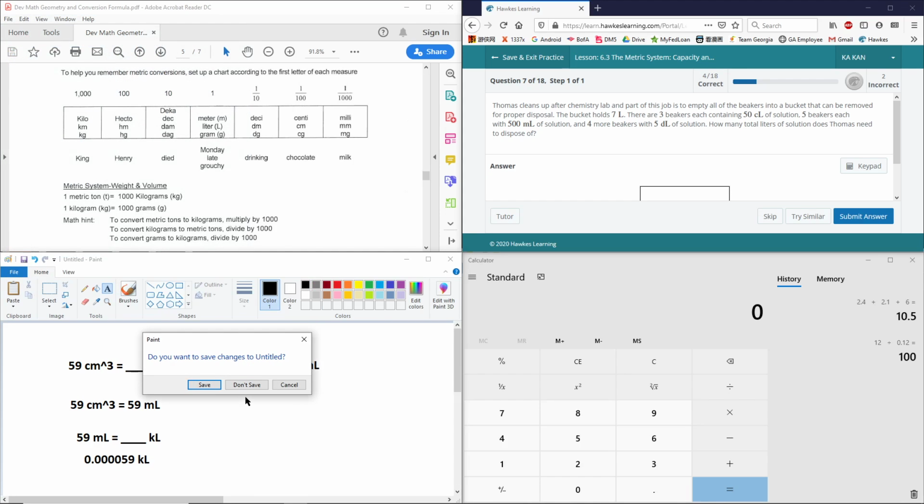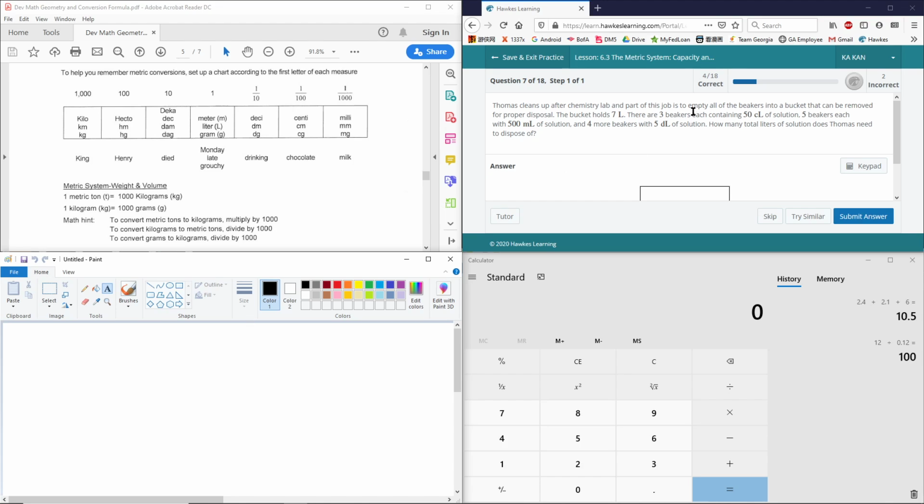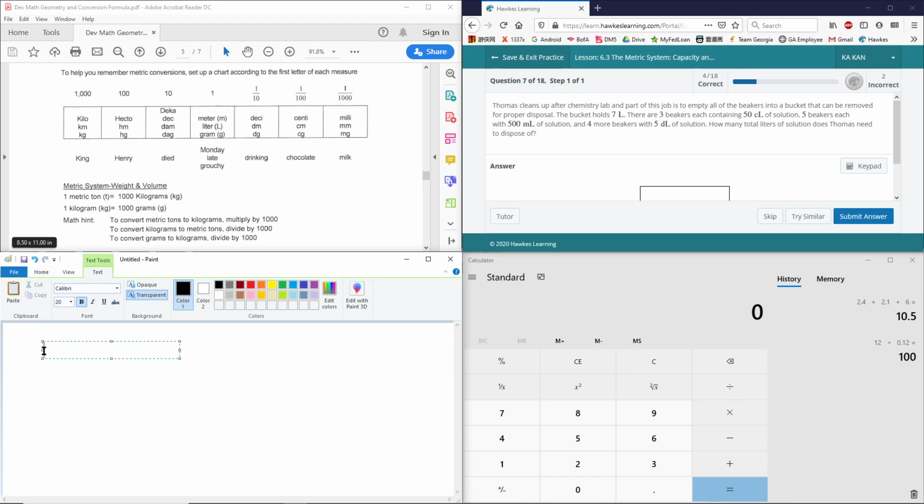They are now asking you, we have 3 beakers, which contain 50 centiliters of solution each. So let me just write this down. We have 3 times 50 centiliters, and then we have to add 5 times 500. I'm going to use parentheses to make it a little bit easier.